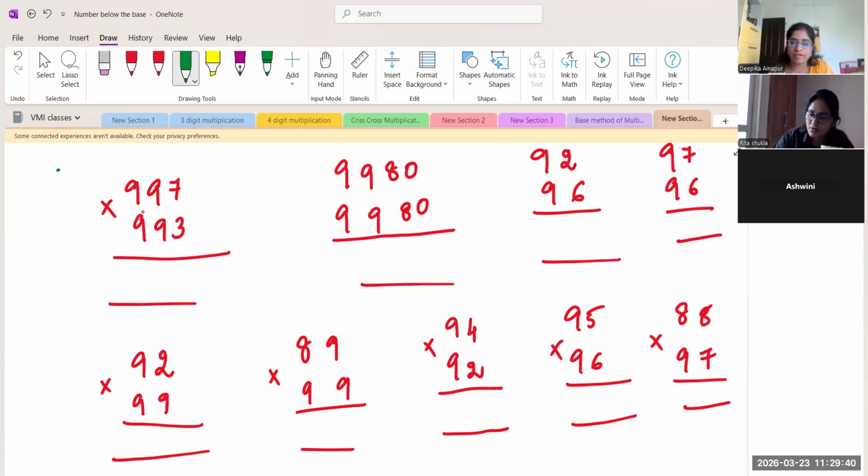So 997 and 993, right? These are the numbers which are near to the base 1000. 997 minus 1000 will be minus 3. 993 minus 1000 will be minus 7. And the number of zeros will be equal to the number of places on the right side of the answer. So 3 places I am taking, and 7 3s are 21, so 0, 2, 1. And 997 minus 7 or 993 minus 3, both will give me 990.